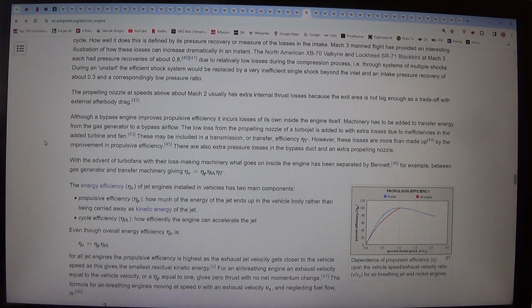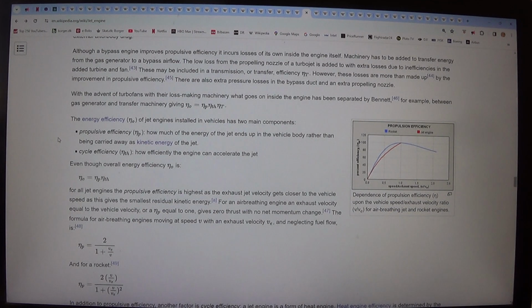These may be included in a transmission, or transfer, efficiency, eta sub t. However, these losses are more than made up by the improvement in propulsive efficiency. There are also extra pressure losses in the bypass duct and an extra propelling nozzle. With the advent of turbofans with their loss-making machinery, what goes on inside the engine has been separated by Bennett, for example, between gas generator and transfer machinery, giving eta sub O equals eta sub P eta sub th eta sub t.